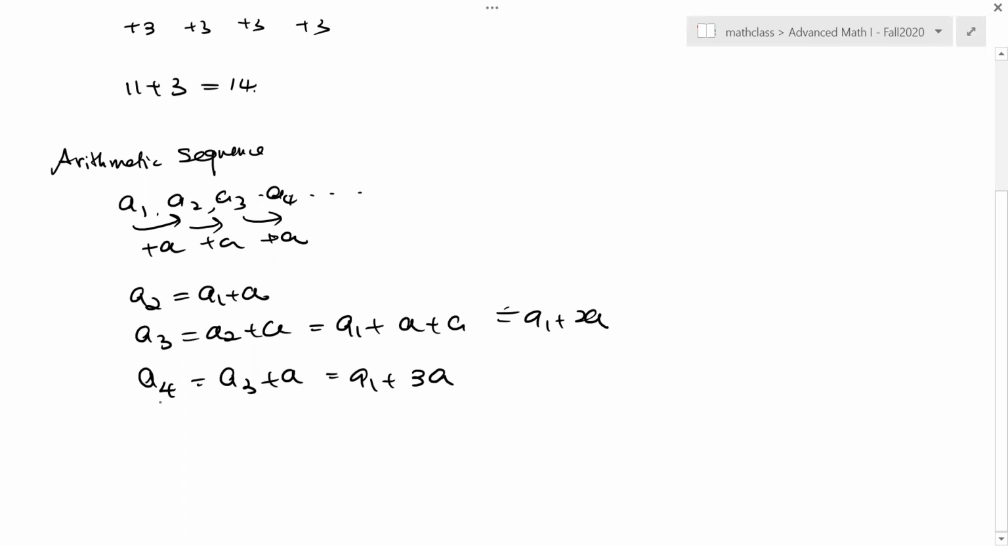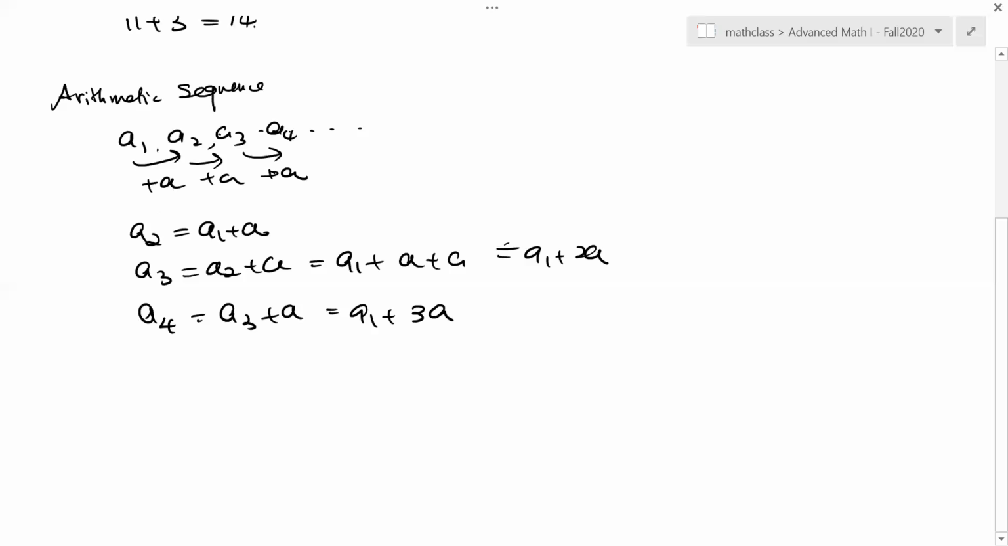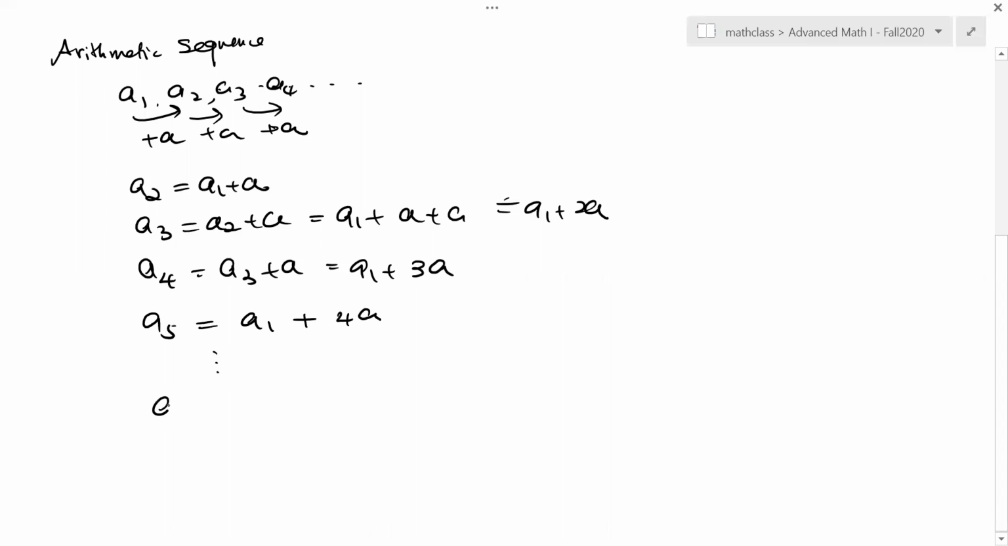So you see that when the number increases from 4 to 5, A5 should be equal to A1 plus 4A. So the general term, the nth term, will be A1 plus something one less than n, which is n minus 1 times A. So this is the general formula.